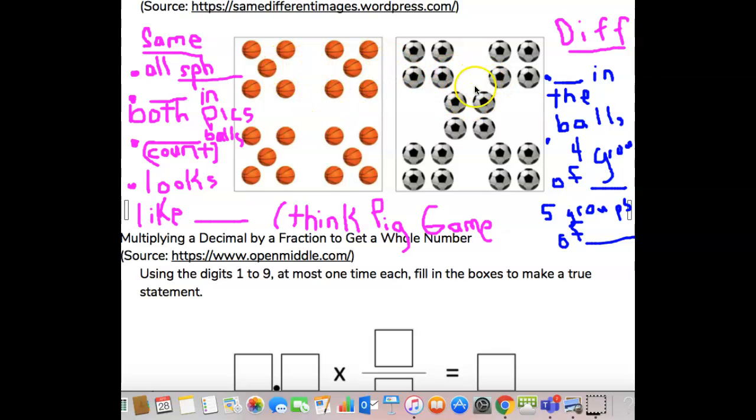All right, what is in both pics? This pic and this pic, what are these things? Put that here, or write that down as a bullet. And then how many are in each? Count them and see. And what does this whole thing kind of resemble? Think pig game. Think the pig game. All right, so those are some things that are the same, and you may think of some things too that are the same. So let's look at the differences.